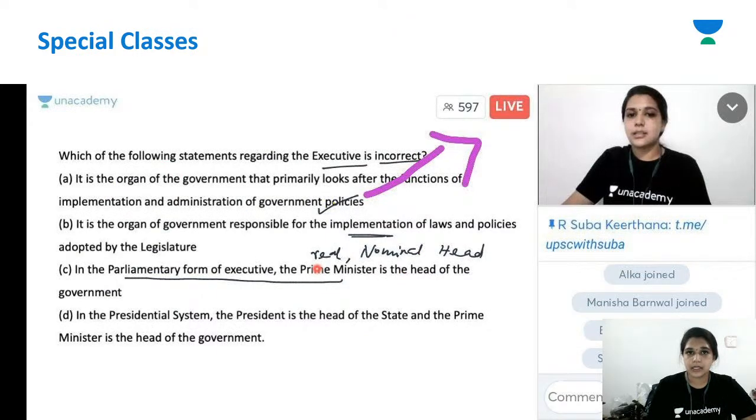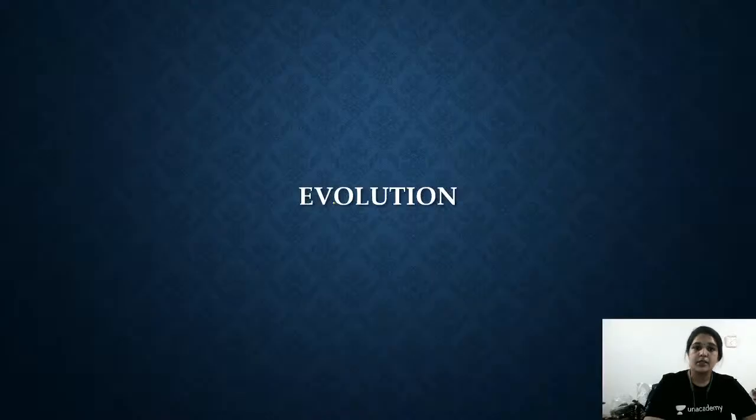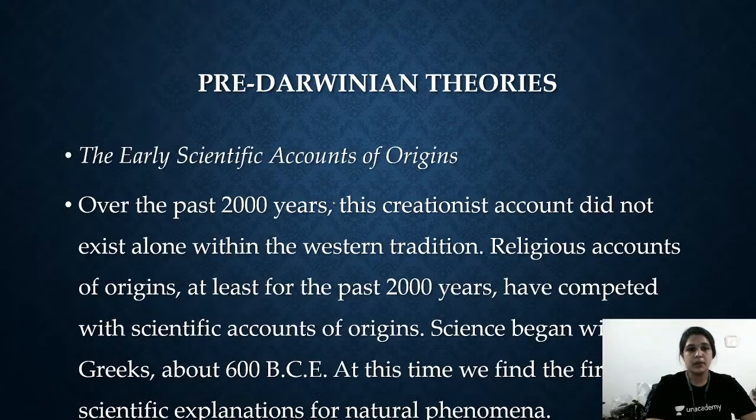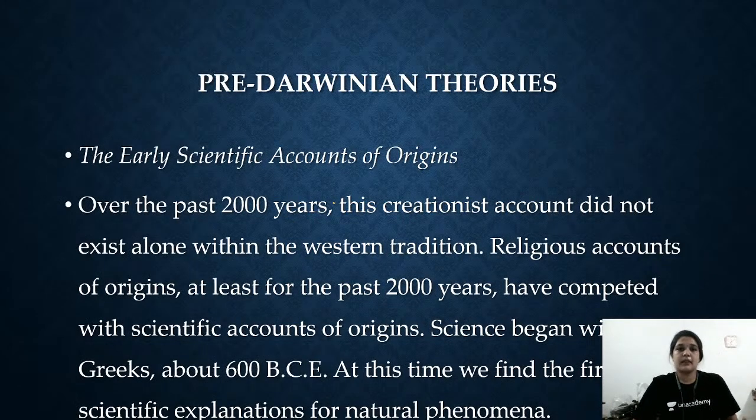So we are going to discuss with the mains again. Coming to evolution. So what is evolution? We have seen that life forms have originated on the earth, and they have been changing. They have undergone some changes from time to time.